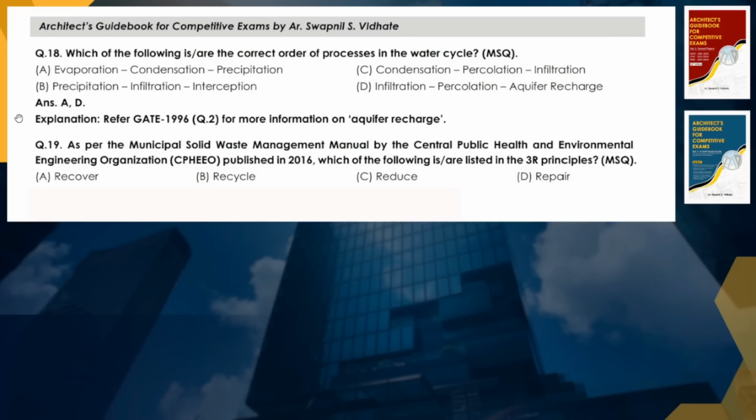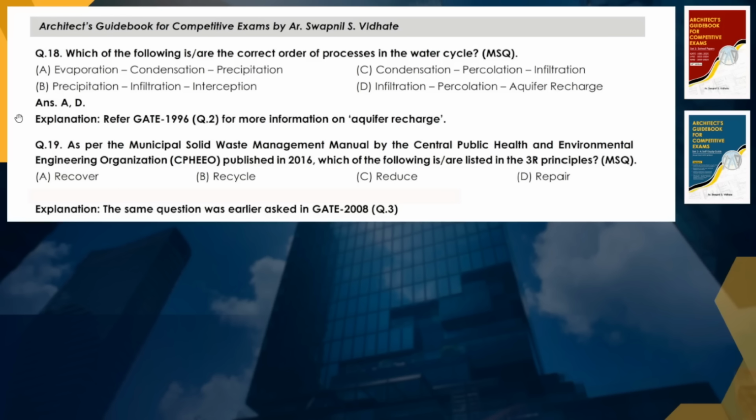Question 19. As per the Municipal Solid Waste Management Manual by the Central Public Health and Environmental Engineering Organization, that is CPHEEO, published in 2016, which of the following is or are listed in the three principles? Options are recover, recycle, reduce, and repair. Of course, very easy question. The three principles: reduce, reuse, and recycle, right? Everyone is aware about this. So I think selecting the correct options for this particular question was not difficult. Recycle and reduce are the correct options for this.